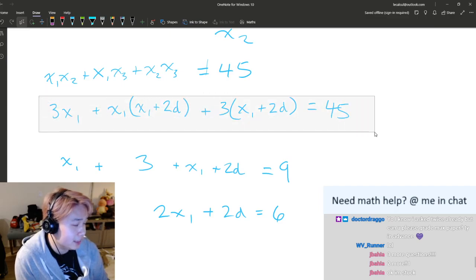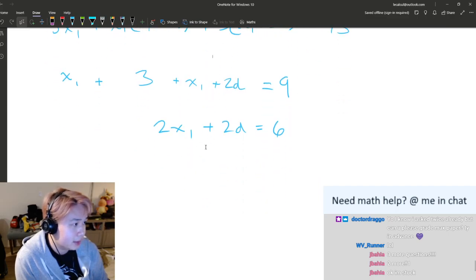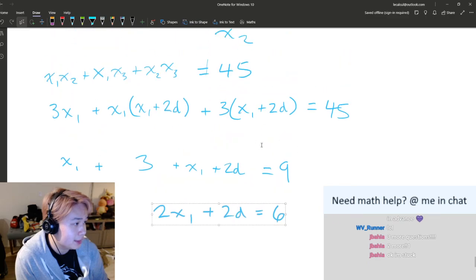But you see, we have this equation, and it has 2 variables, so we can't solve. However, what we can do here is isolate one of the variables, substitute it in here, and then we can solve the system.